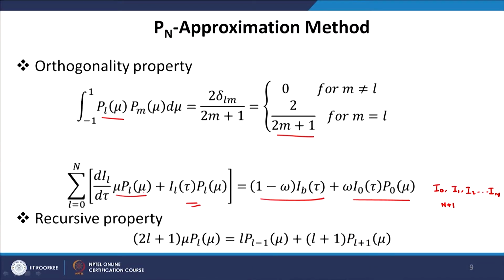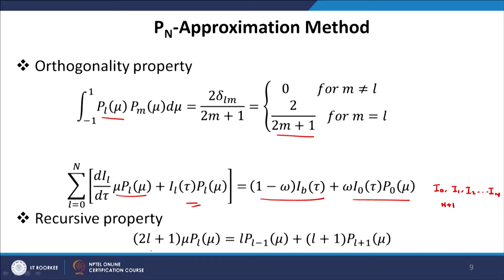So, what we will do is make use of the orthogonality property of the function. Before we apply the orthogonality property, we have to get rid of the term mu times P_L of mu, because if we do not get rid of this term, we cannot apply the orthogonality property. So, we will use the recursive property of the associated Legendre polynomial, that is, 2L plus 1 times mu P_L of mu is L times P_(L minus 1) of mu plus L plus 1 times P_(L plus 1) of mu. Now, orthogonality can be applied on the terms on the right hand side, but cannot be applied on the left hand term.